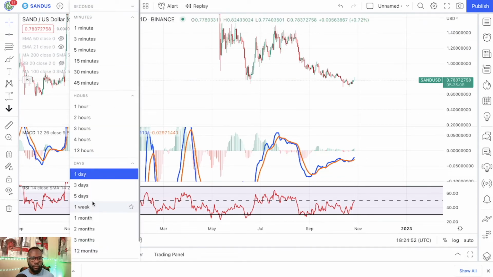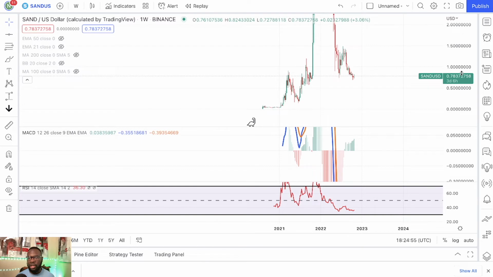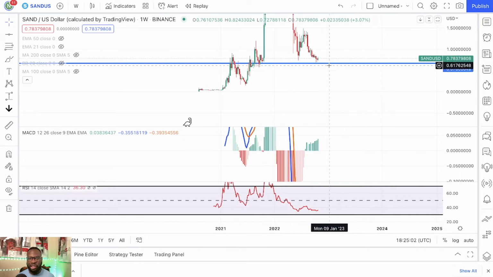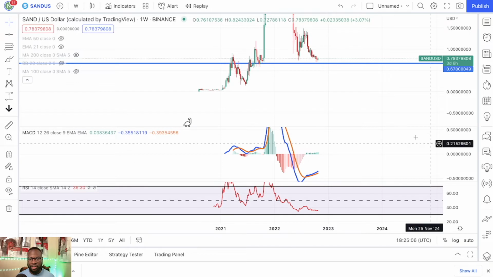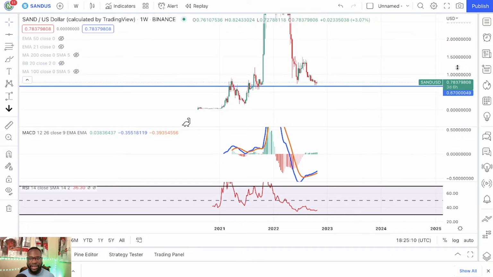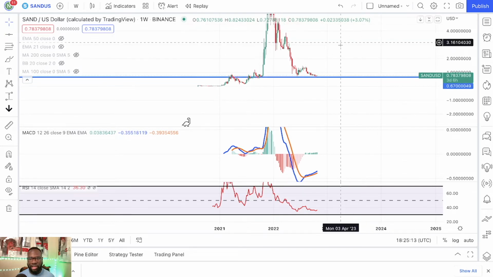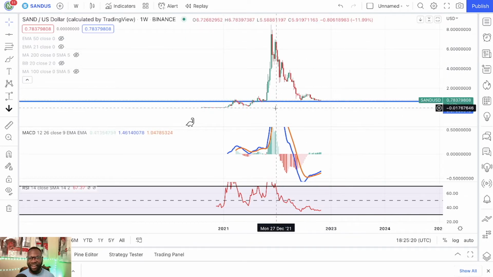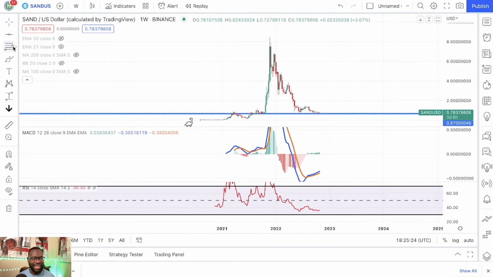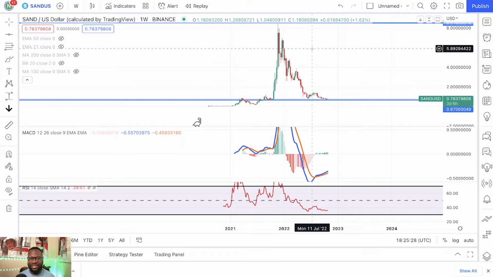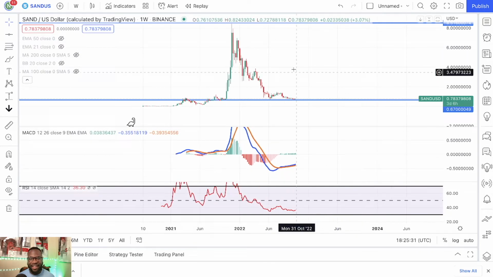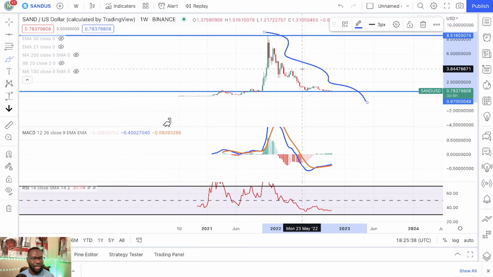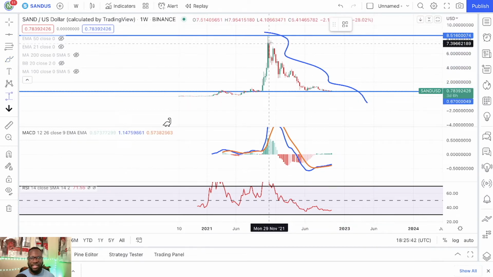If we zoom out and look at the weekly, very similar to a lot of these other projects. If I'm looking at Sandbox right now, you can clearly see this is a project that is still in a downtrend. The chart of Sandbox actually looks very, very bad. If you were in when the project went from 70 cents all the way up to $8 and you didn't take profits, this must have been brutal to your portfolio. This is ridiculous, guys.